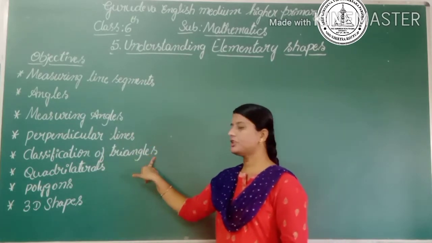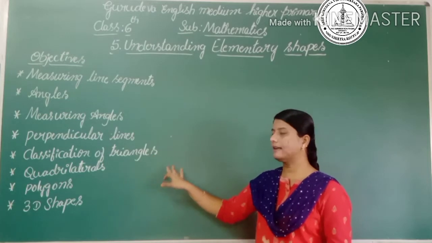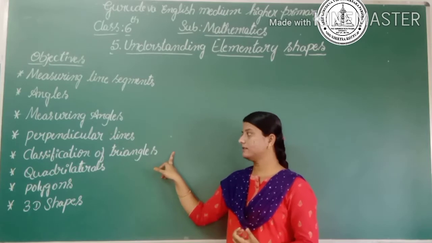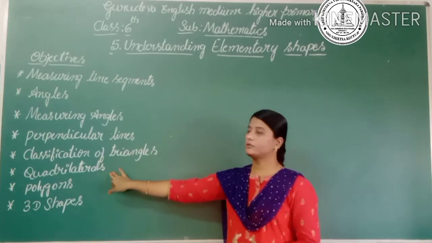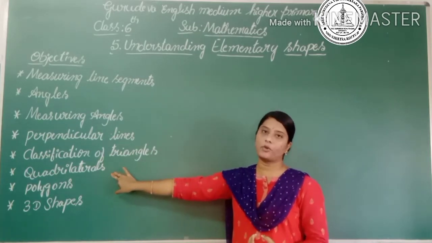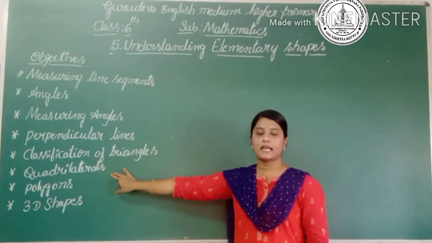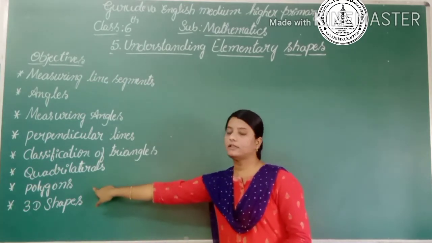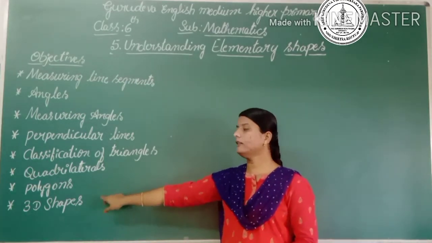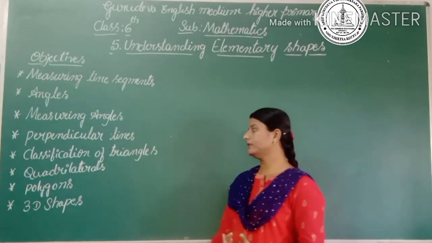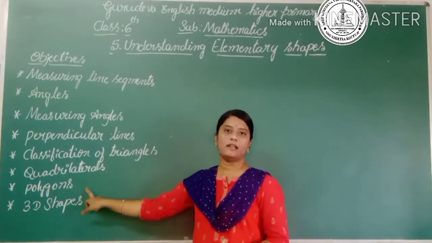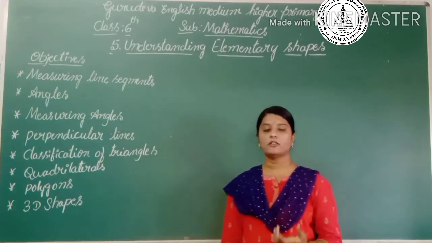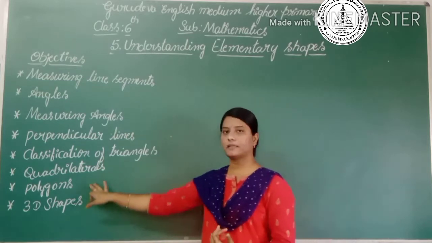Then classification of triangles. Here triangles are classified on the basis of the sides and the angles. Then quadrilaterals. Here we will learn the types of quadrilaterals: square, rectangle, trapezium and rhombus. Then the next one is polygon. We have learned only the simple polygon, that is, the polygon is made up of line segments and it is a closed curve. Here we will learn polygons made up of many line segments.